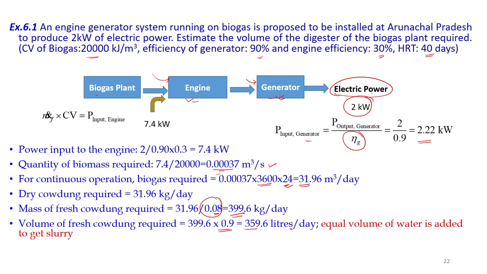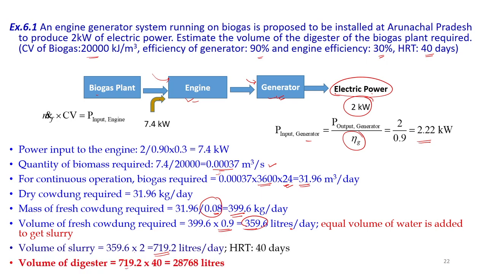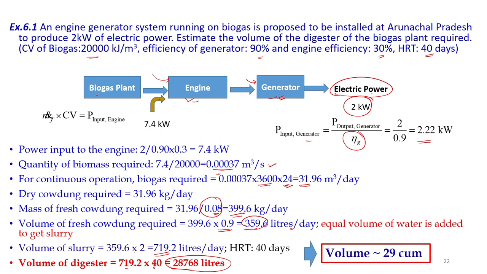And same amount of water need to be added to make a slurry to introduce in the fermentation chamber. So, volume of the slurry will be this multiplied by 2. So, this will be 719.2 liters per day, and hydraulic retention time is 40 days, and this has to be there inside the digester. So, that is how volume of the digester will be this multiplied by 40, and this is the volume of the digester, which is equivalent to about 29 cubic meter volume. Okay. So, this 29 cubic meter size biogas digester is required to power 2 kilowatt.